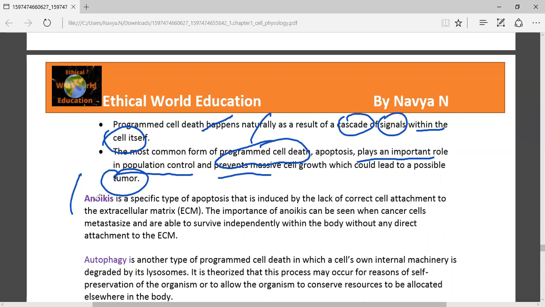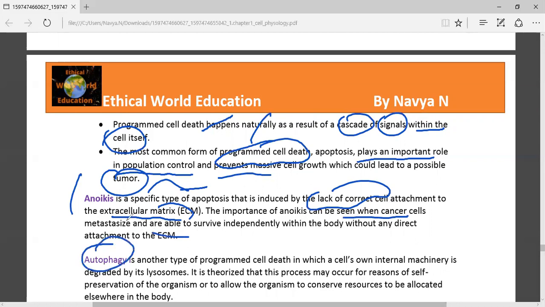And also we have anoikis. Anoikis is a specific type of apoptosis that is induced by the lack of correct cell attachment. The correct cell will be attached to the extracellular matrix. And the importance of anoikis is seen when the cancer cells keep on multiplying.